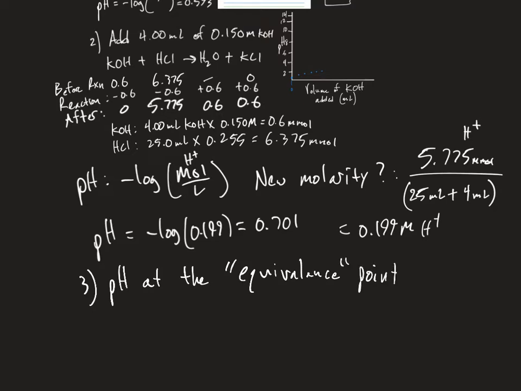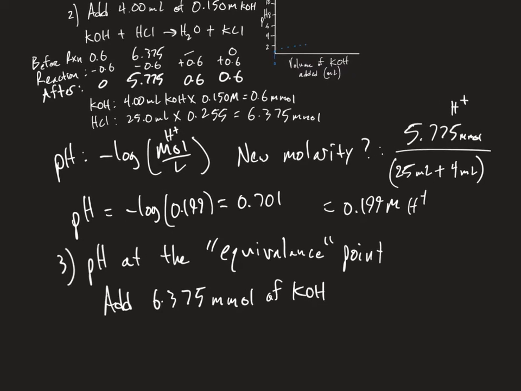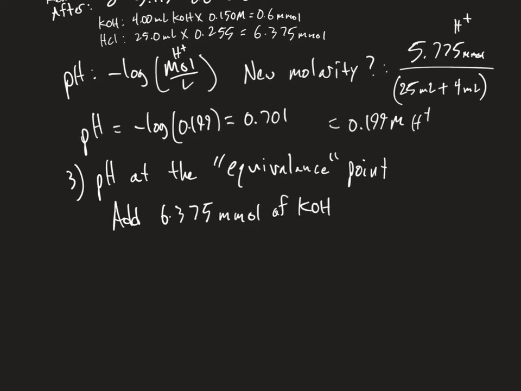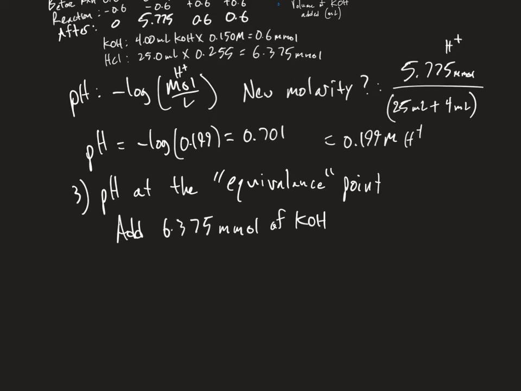The equivalence point means I'm going to add enough moles of base to react with all the moles of H plus. So that means add however much it takes, 6.375 millimoles of KOH. So what happens? Well, if I add that much KOH, I'm going to react with all of my acid. So I'm just left over with a solution of potassium chloride and water, which is neutral. Potassium chloride is not going to affect the pH. So equivalence point means H plus concentration is equal to the OH minus concentration, and the pH is going to be 7.